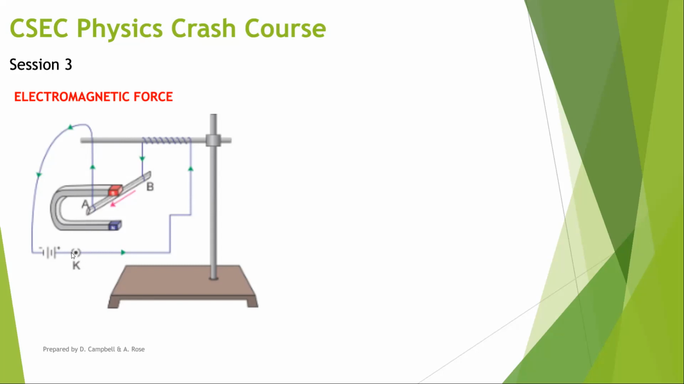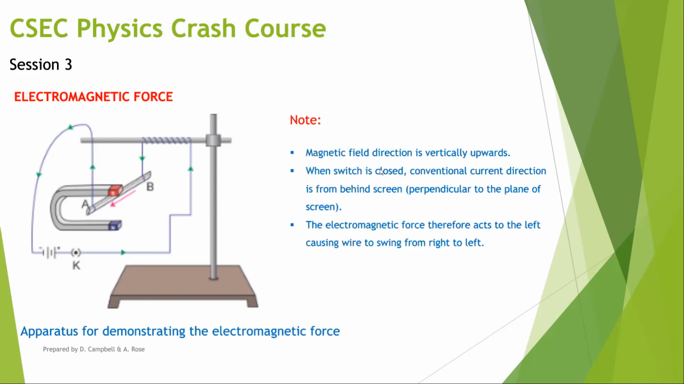So when the switch here, K is the switch, is activated, we assume conventional current. So from positive going up, around in the coil of wire here, then down, and from B to A, indicated by this pink arrow. So the current is coming out of the screen. And this is what you are to note.